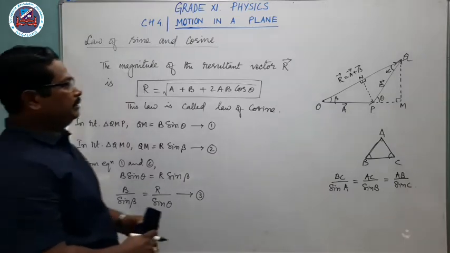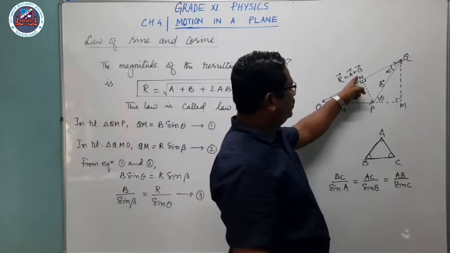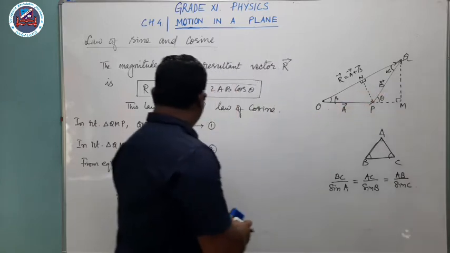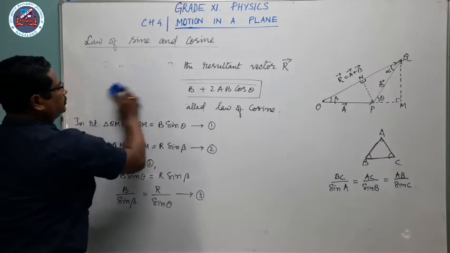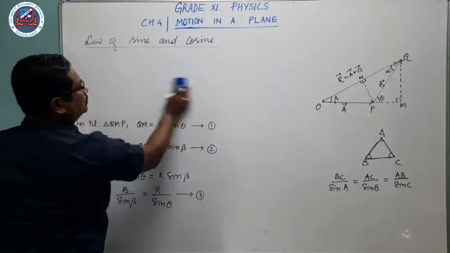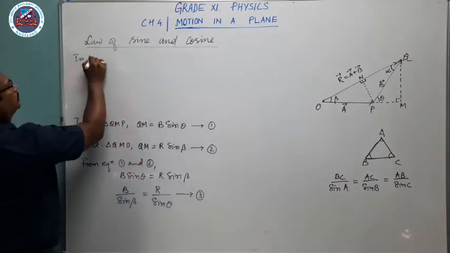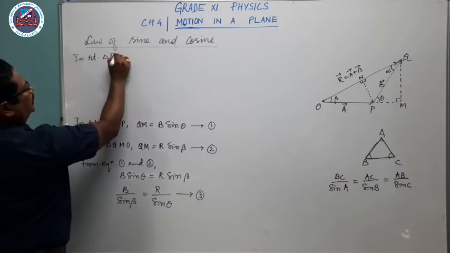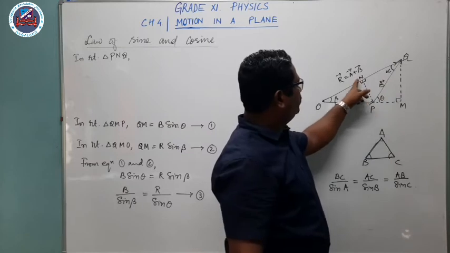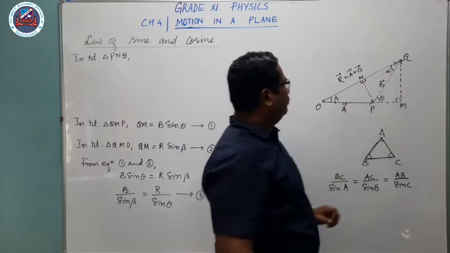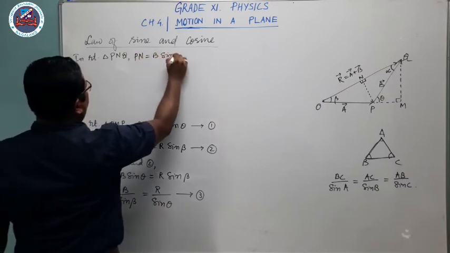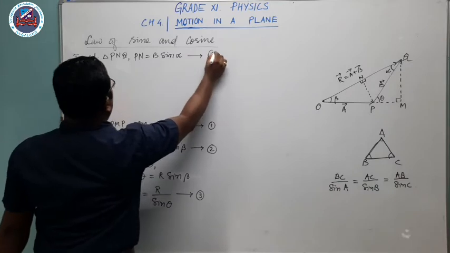In the same way, taking PN as the perpendicular, you have two right triangles, towards your right and towards your left. So you will take it like this. In right triangle PNQ, this one I am taking right side. So PN will be B sine alpha. PN is equal to B sine alpha. Make this equation number 4.